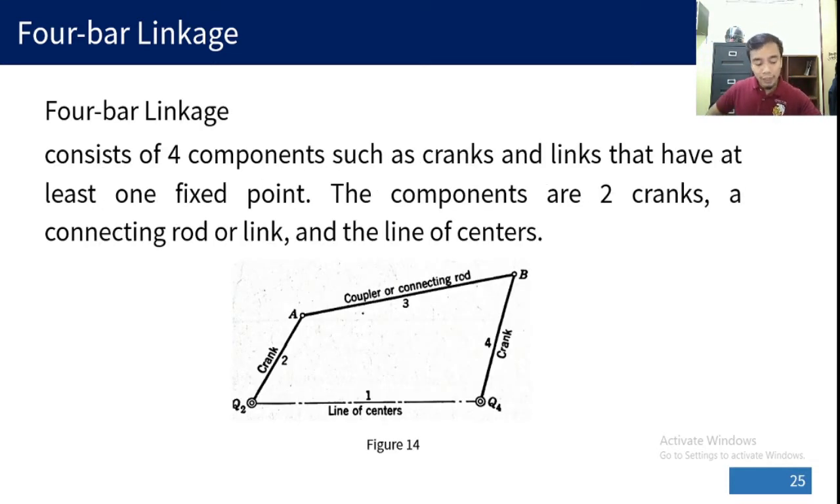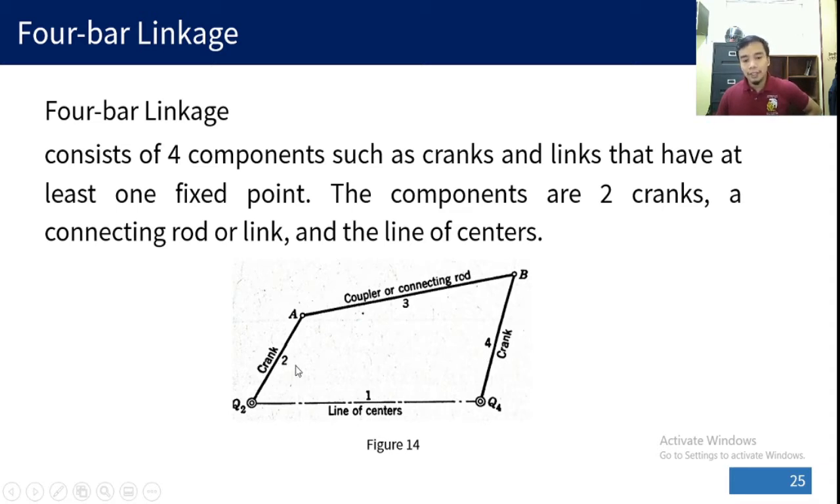So the 4-bar linkage is a typical linkage. It is composed of components such as cranks and links connected at least at one fixed point. So why is it called a 4-bar? Let us inspect the figure, Figure 14. We have 1, 2, 3, 4 elements. First is the line of center.